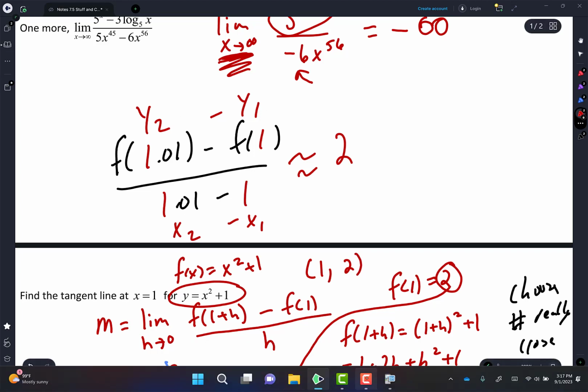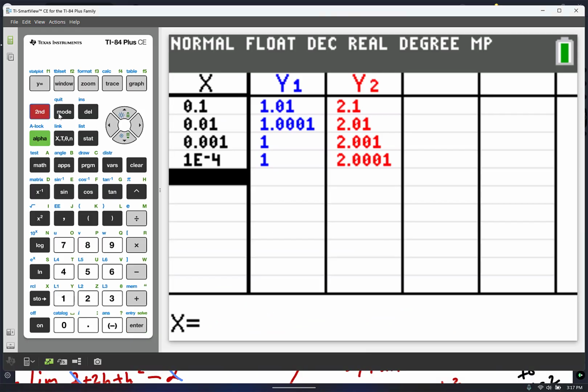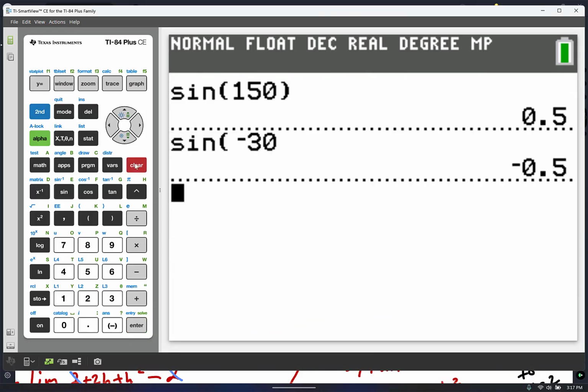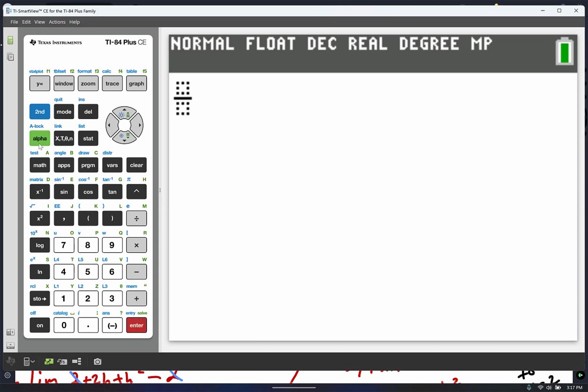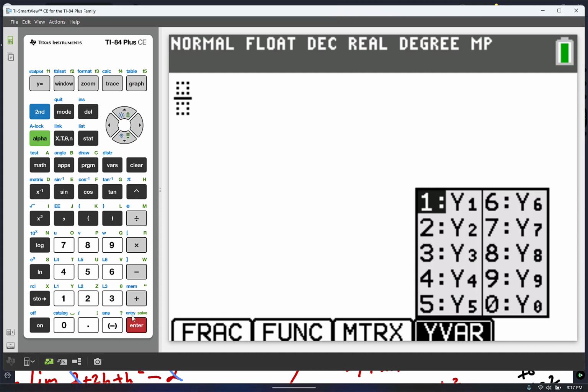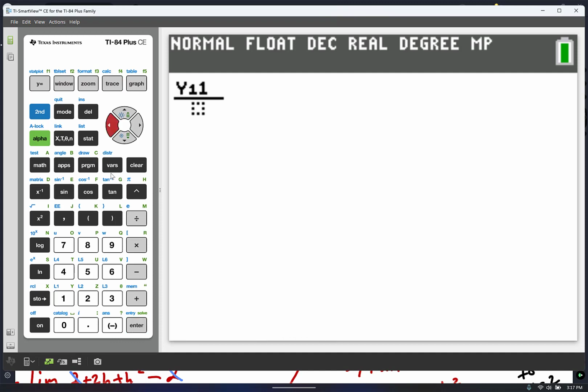If I just go to my home screen here, and if I confuse you guys, I'm sorry. Alpha y equals, all I'm doing is y2 minus y1. Alpha trace, enter, I'm going to make it really close. Parenthesis 1.001 minus alpha trace y1 of 1, all over 1.001 minus 1. Look what happens when I push enter.